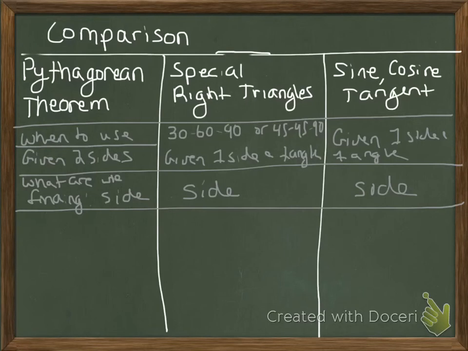So as we go along, we're going to be adding to the uses of sine, cosine, and tangent. But for right now, you have to keep straight when to use the Pythagorean theorem, when to use special right triangle rules, and when it's okay to use sine, cosine, and tangent. So make sure you answer the questions, and that's it for this video.